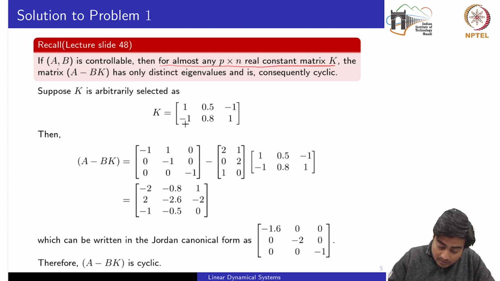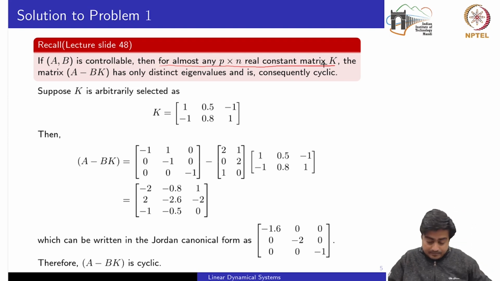Now, just for verification, you can also select another K matrix and again verify whether, for the matrix K you have selected, A minus B times K is cyclic or not, because we have already seen that the pair A, B is controllable. So it means that there exists more than one K matrix.